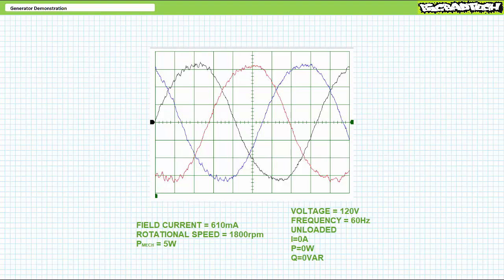Good luck with that. You'll note in this unloaded state the prime mover exerts a token amount of mechanical power, on the order of roughly 5 watts just to overcome friction. In this unloaded state, the load draws no current and consumes no real nor any reactive power. Let's put the system to work.